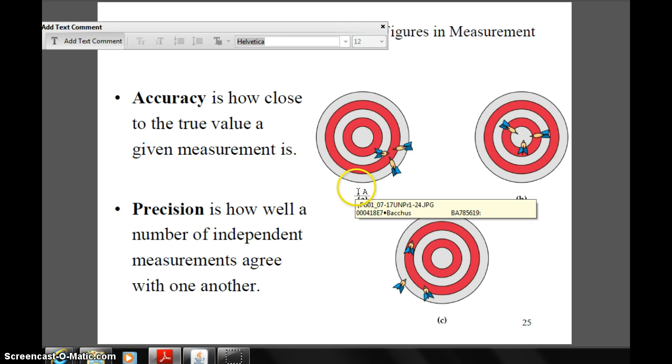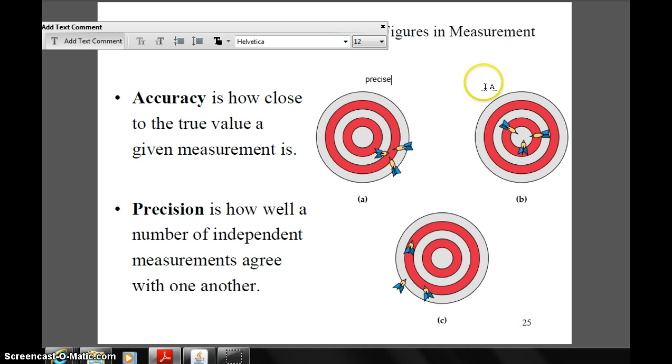So this first one is actually precise data. Whereas when you think about B, it has hit the bullseye as well as it is following each other. So this is accurate and precise. And the last one is pretty much random. Neither did it hit the bullseye, nor does it follow each other, and hence it's neither accurate nor precise.